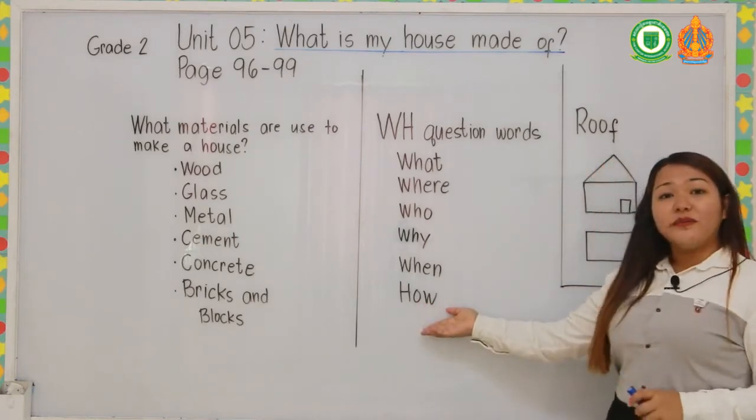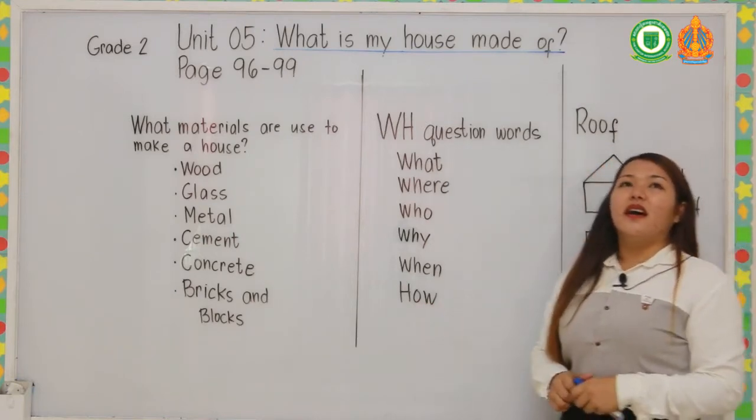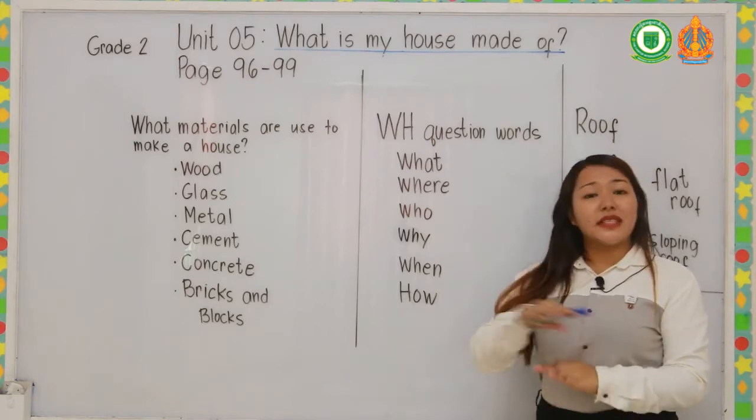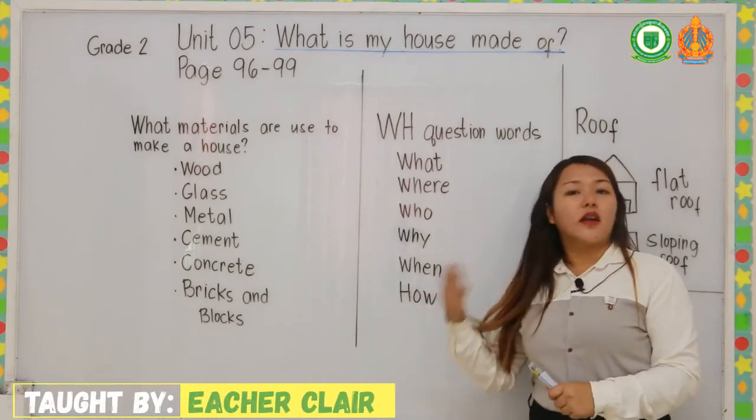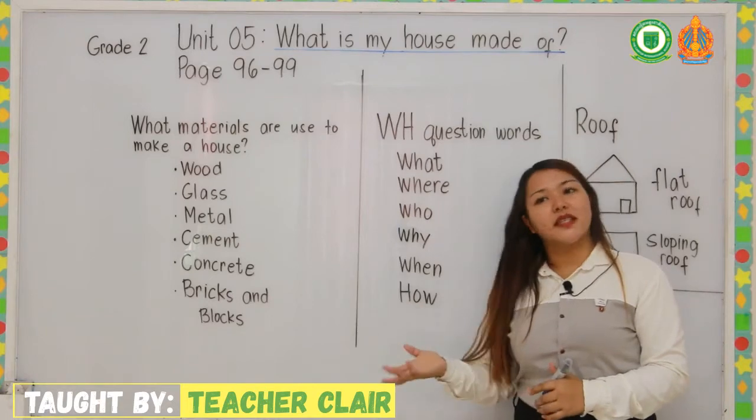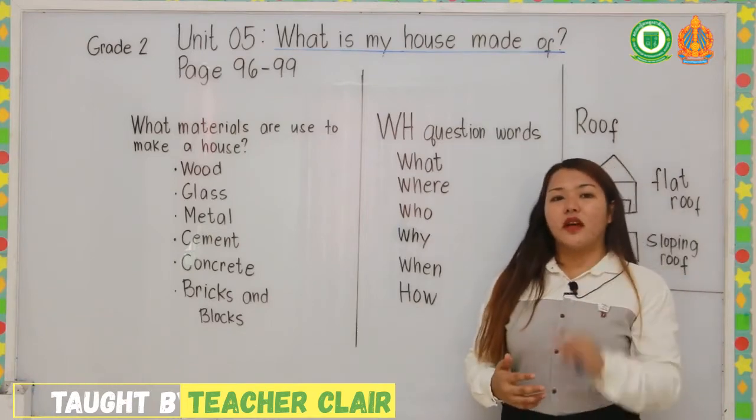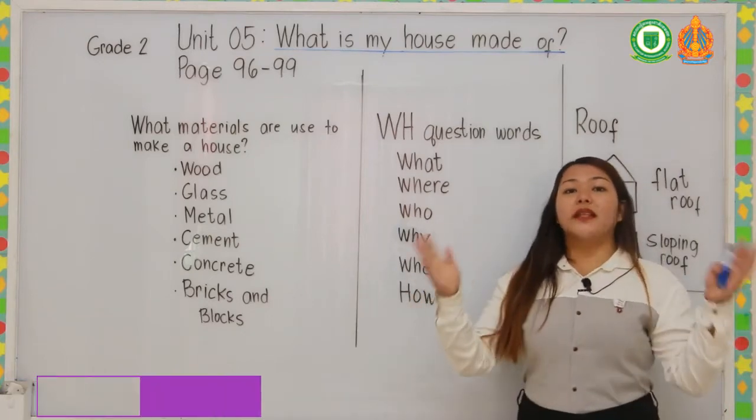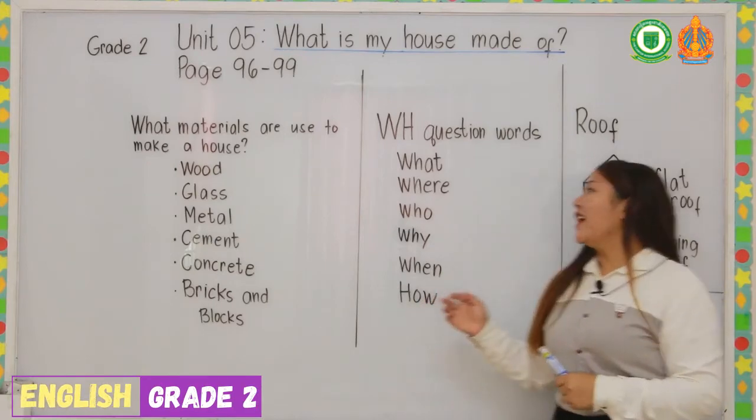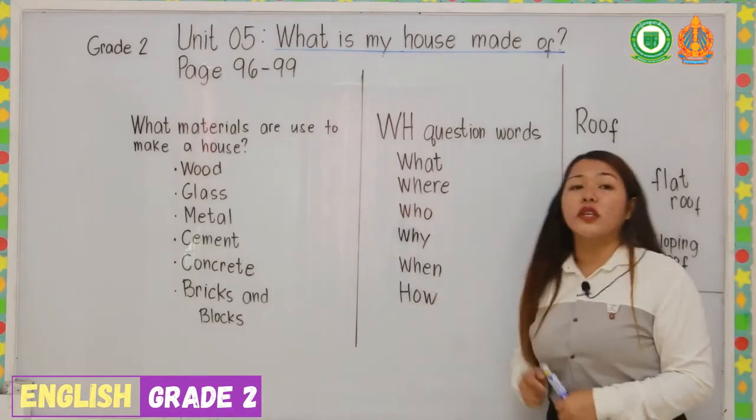And how do we build a house? There are several steps that we need to do. Carpenters, engineers, architects, and many more. They need to do a lot of steps in order to build a house, okay? All right, so that's your WH question words.